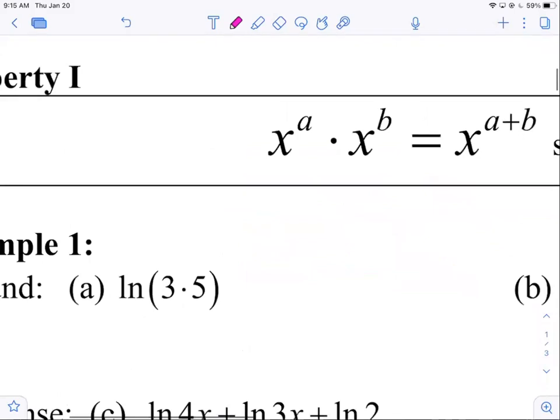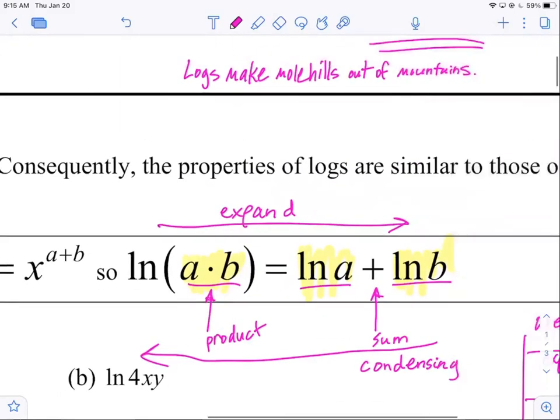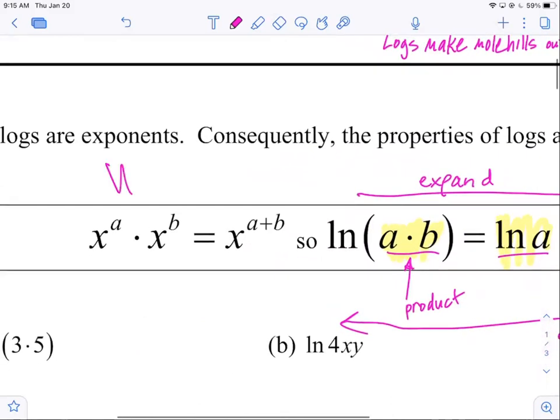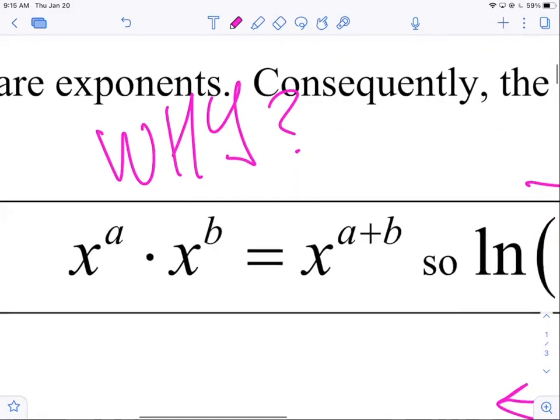Now, why does this work, right? We know the how. This is the how. This is what we're going to do. But we like to answer the question why, don't we? Question mark. Okay. Well, because a log is an exponent, right? A log is an exponent. The rules of logs are really just the rules of exponents on the other side of the coin, flipped on their head. That's all they are.